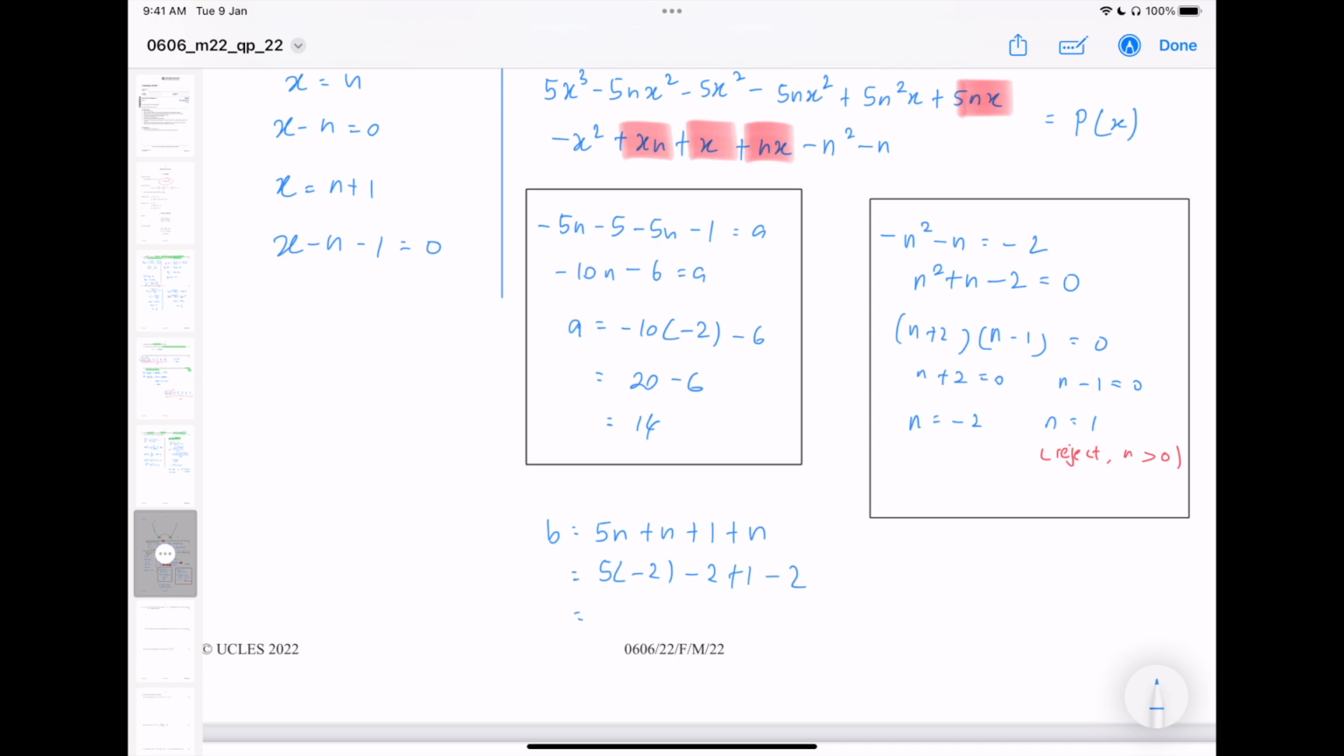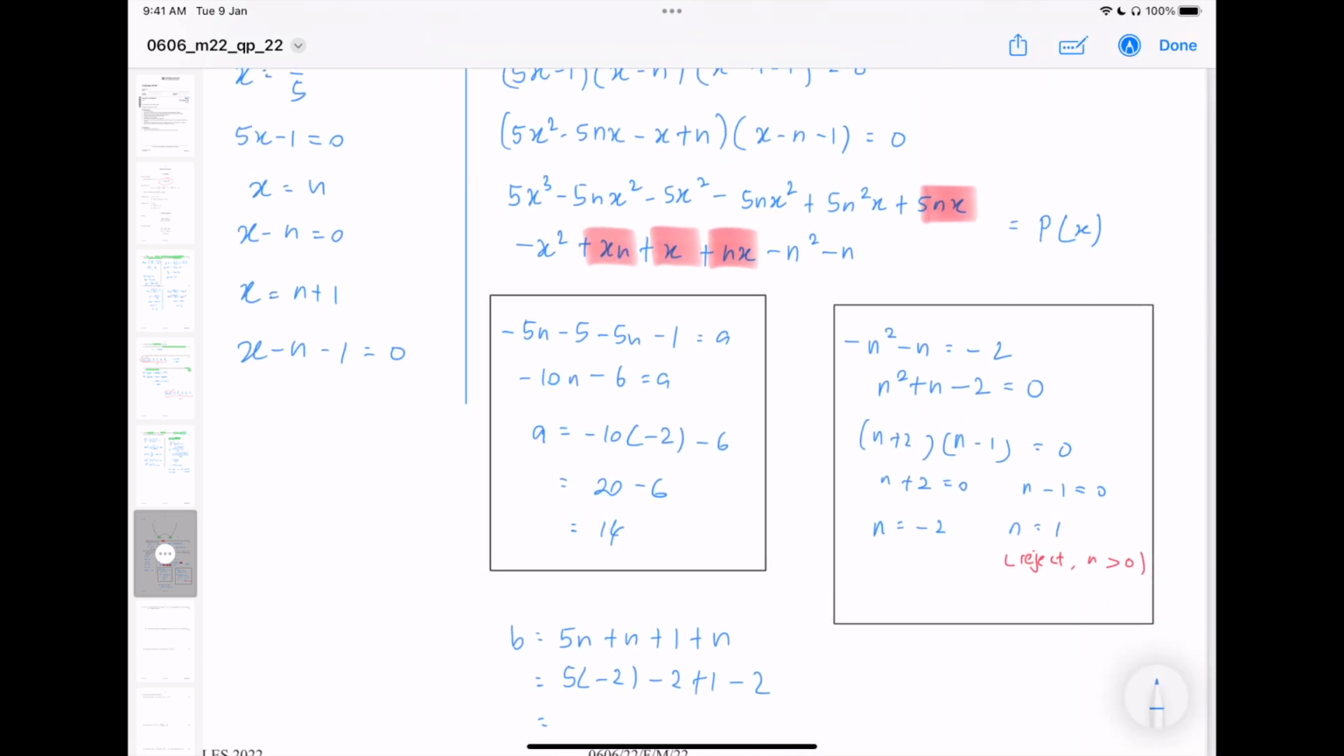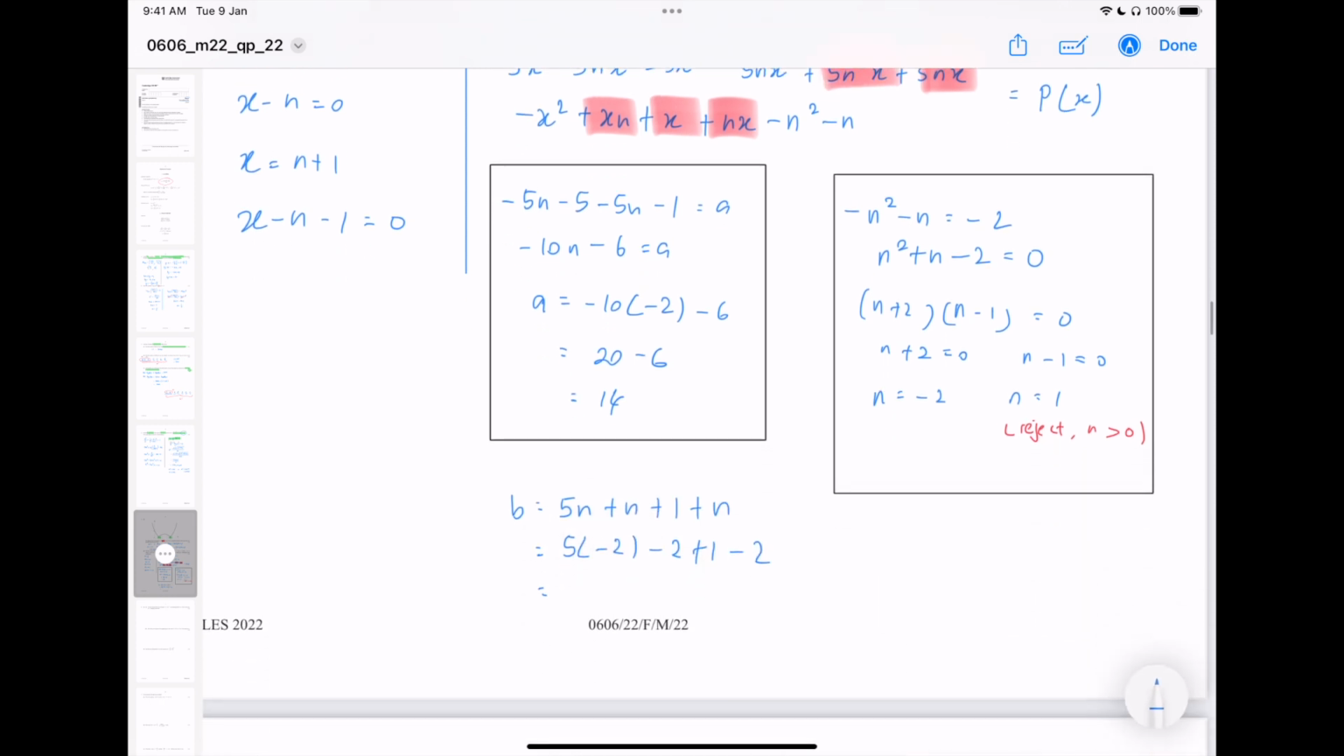That's going to be minus 10 minus 2 plus 1 minus 2. Did I get that right? Oh, there's one more. This one. 5n squared x. Okay, because I counted the total number of terms and I didn't get all the terms, so I know something's wrong. Plus 5 times minus 2 squared.